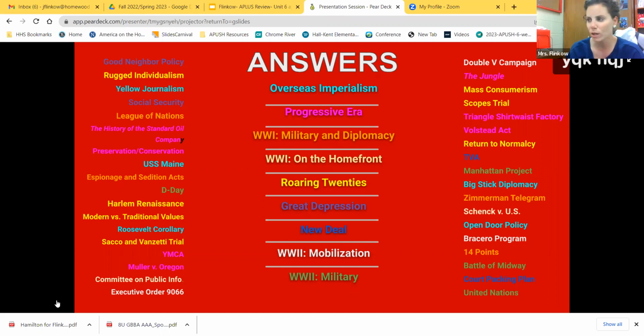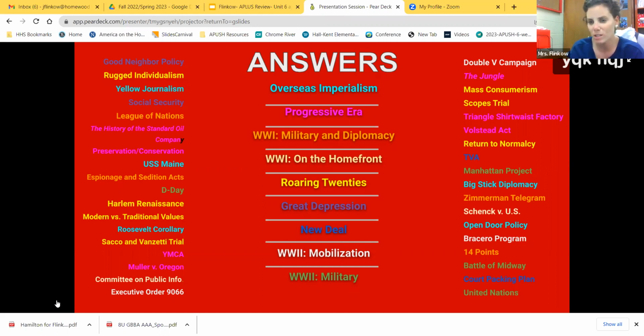Progressive Era. One of the questions that I saw a lot of you had circled had to do with the Progressive Era, and that was the court case Muller v. Oregon. Muller v. Oregon had to do with women's rights, and it limited the women's workday to 10 hours to protect their womanhood and motherhood. So that was part of that Progressive Era of limiting the amount of work hours that they could participate in. We have the Standard Oil Company, which is going to be brought down in the Progressive Era.